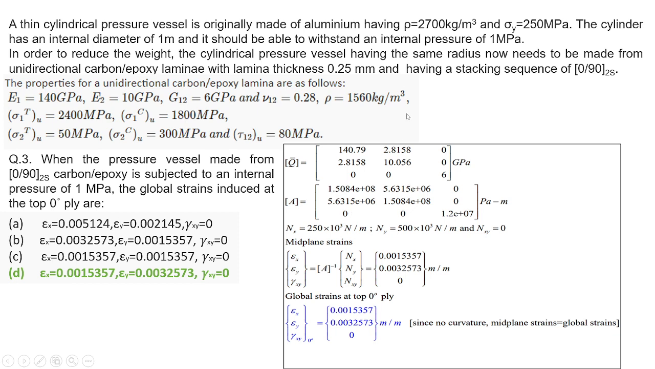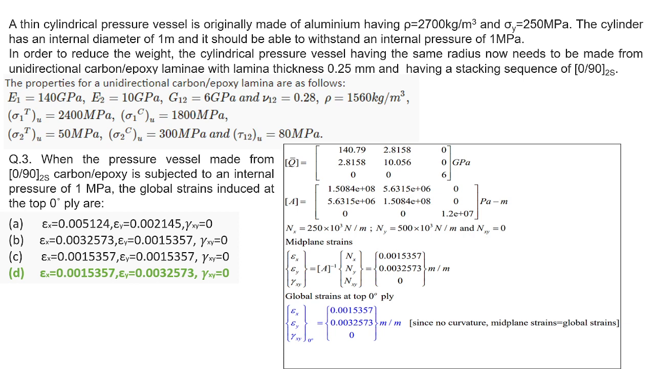To find the reduced stiffness matrix of the laminas, the engineering constants are already given in the question. So we will get the Q matrix. Then for every 0 and 90-degree lamina, we can convert it and get the Q bar matrix of all the laminas. Next we have to find the global strain of the whole laminate. For that, we have to consider the ABBD matrix.